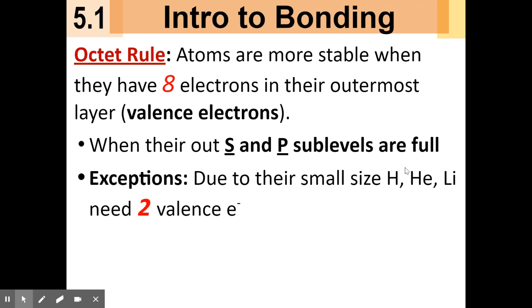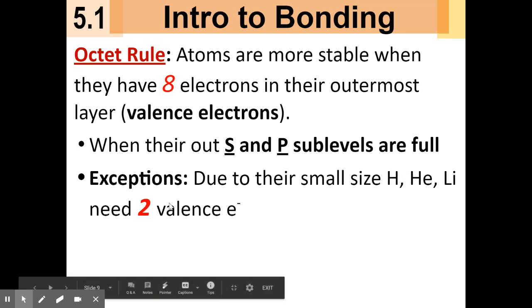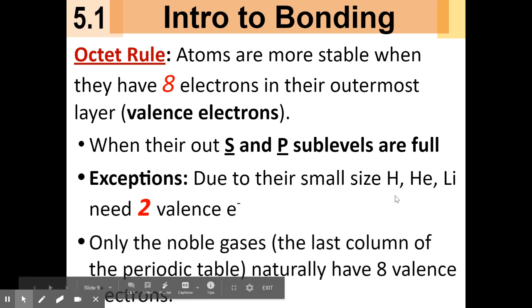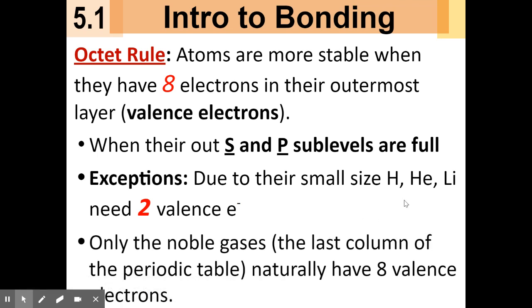Hydrogen, helium, lithium, they only need 2, but the vast majority of atoms are trying to get 8 electrons in the outermost energy level. Only the noble gases, only the last column on the periodic table, have 8 of these outer electrons. So they're comfortable. They don't ever need to bond or do anything. They can just float around being totally content and stable, having 8 outer electrons. Every other atom, though, wants to get 8 outer electrons.